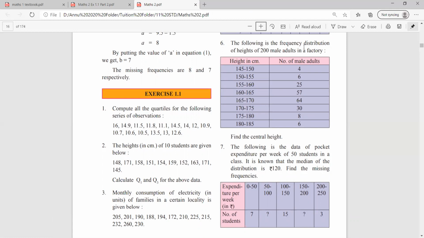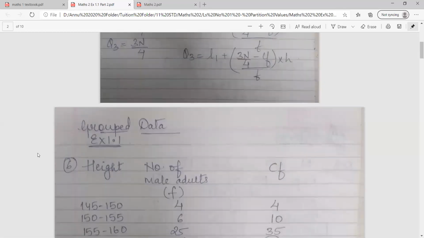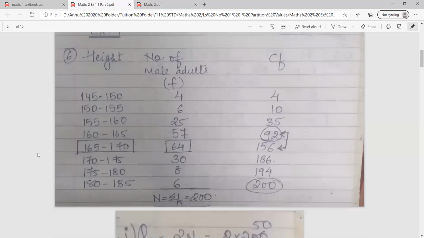The following is the frequency distribution of the height of 200 male adults in a factory. As you can see, class, the data is given in the form of continuous classes, which is acceptable. Now we start the sum by preparing the less than cumulative frequency column. The very first thing I did was add up all the values of the frequency, which gave me the total capital N, 200. Then after that, preparing the less than cumulative frequency column.